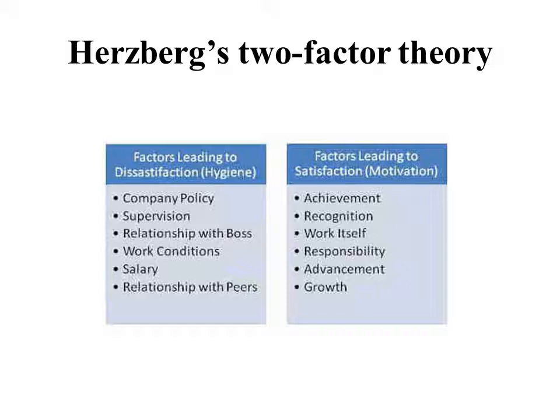Next, responsibility, advancement, and growth. So these are the parameters which are responsible for satisfaction, which moves the person towards a level of satisfaction which converts into the happy nature of the individual. Hence, this is the Herzberg's two-factor theory.